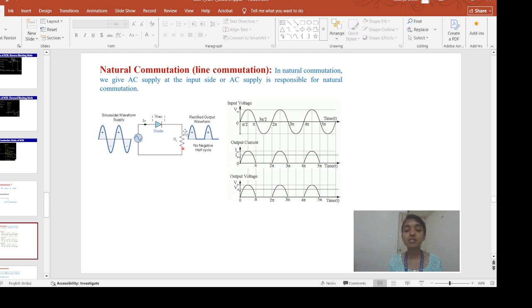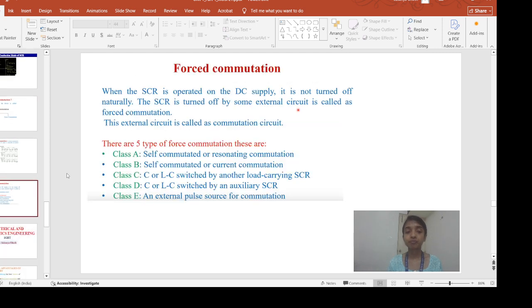Now what happens if I apply the negative half cycle of the input signal? The diode is off because it is reverse biased, and we won't get any output during the negative half cycle of the input signal. That means this circuit can be naturally turned off because the diode becomes reverse biased. This kind of commutation is called natural commutation.